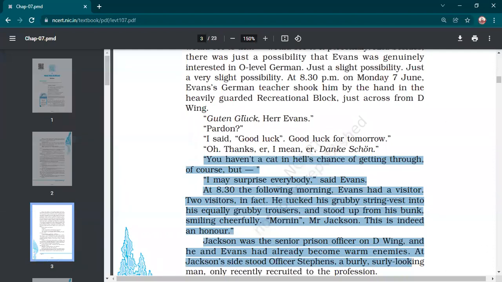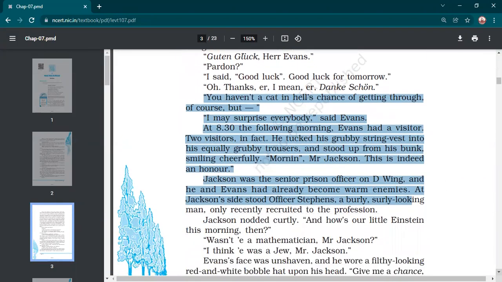He tucked his grubby string vest into his equally grubby trousers and stood up from his bunk, smiling cheerfully. "Morning, Mr. Jackson. This is indeed an honor." Jackson was a senior prison officer on D Wing, and he and Evans had already become warm enemies. At Jackson's side stood Officer Stephens, a burly, surly-looking man only recently recruited to the profession.